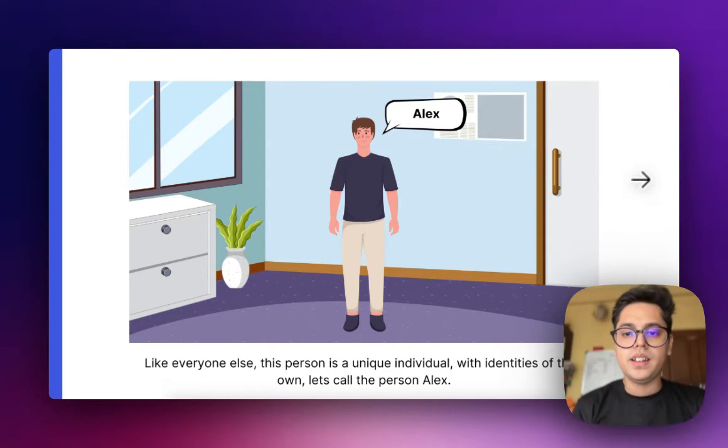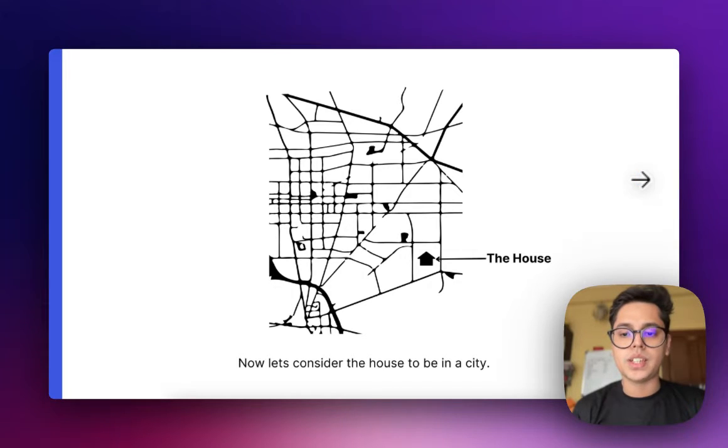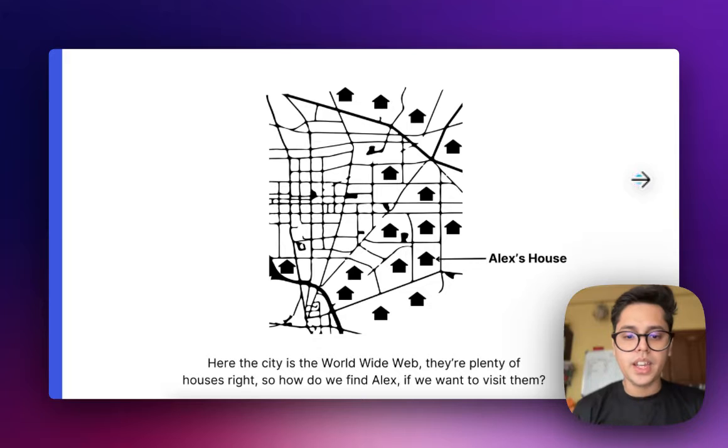Now, let's say Alex's house is in a city. If Alex's house was in the city and there were plenty of other houses in the city, it would basically be the World Wide Web. So Alex's house could be considered the server, and the server is basically on the World Wide Web. So the World Wide Web is basically the city.